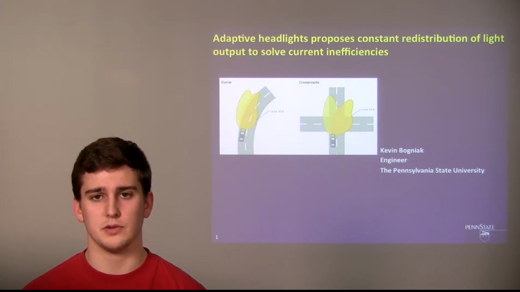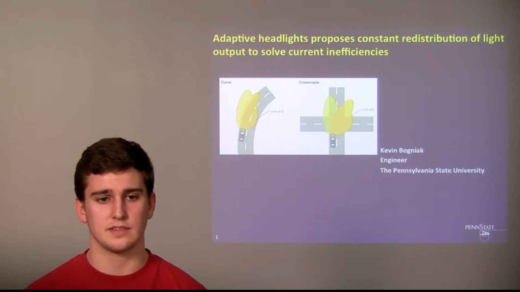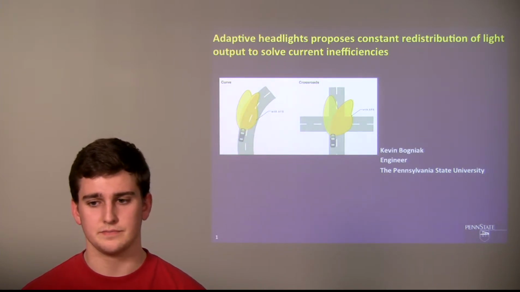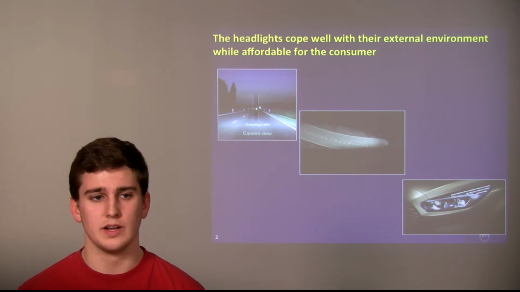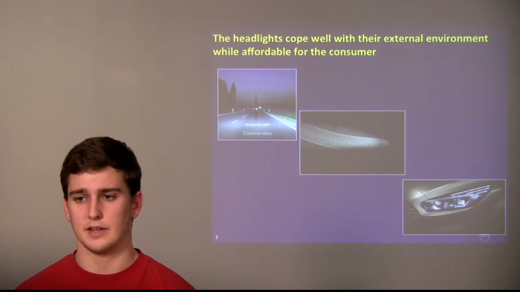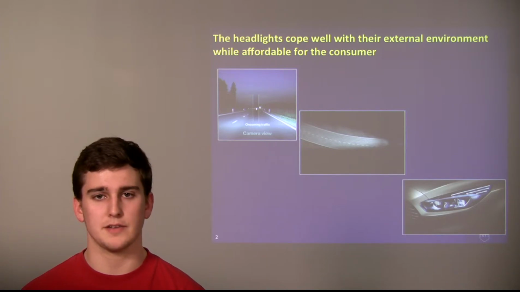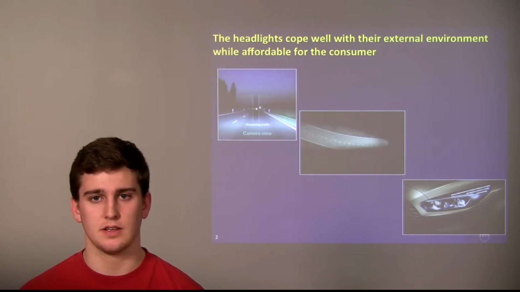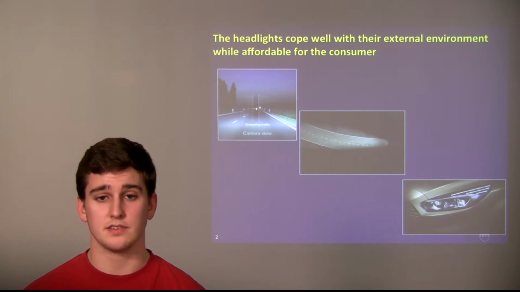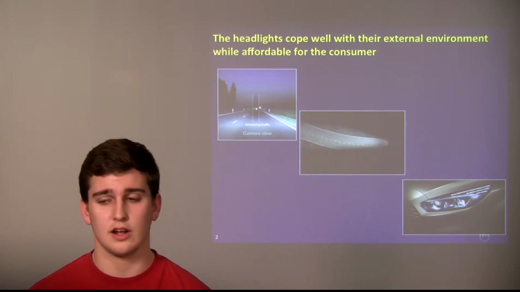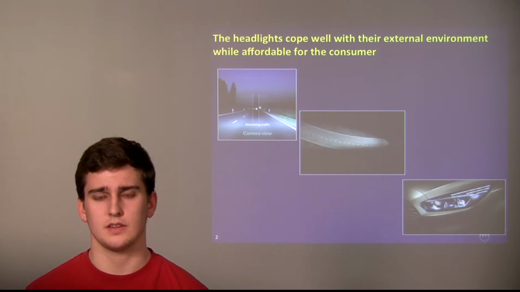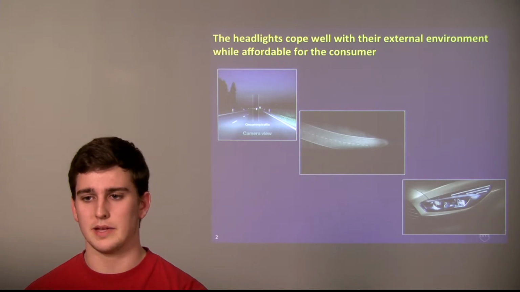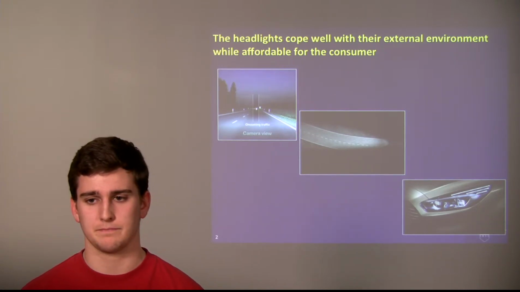Adaptive headlights propose a constant redistribution of light output, and it eliminates inefficiency. Today I'll be taking you through how the headlights respond to the external environment and redistribute their light, as well as the benefits that are included within the headlights. Finally, I'll take you through how this is feasible on a large-scale basis, and where we can implement it such that the consumer doesn't have too much burden.